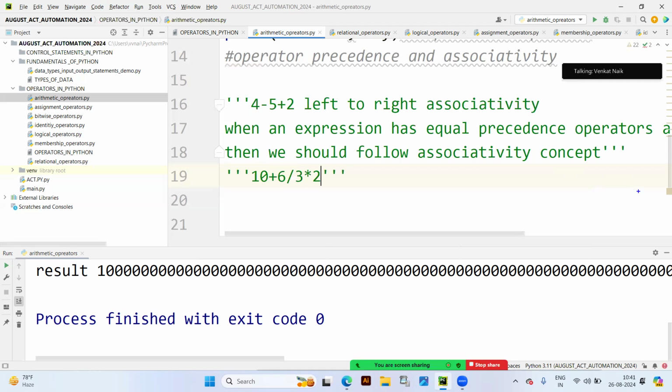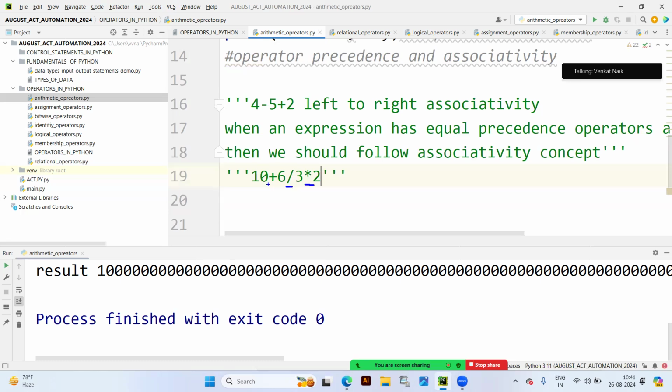Now, if you look at it, the division and multiplication operators have the same equivalent precedence. See, precedence is nothing but priority. What to give priority to, and what not to give priority to. And plus will have a lower precedence.